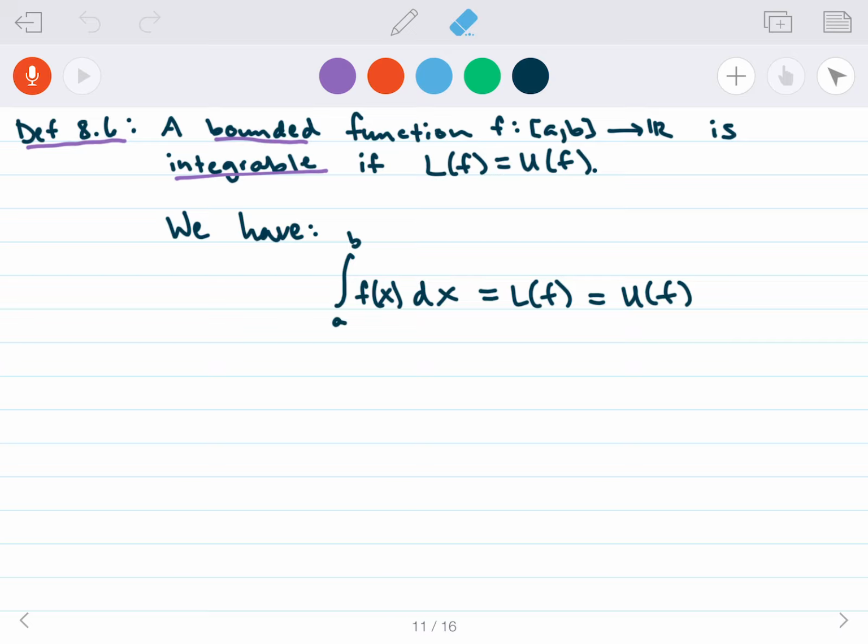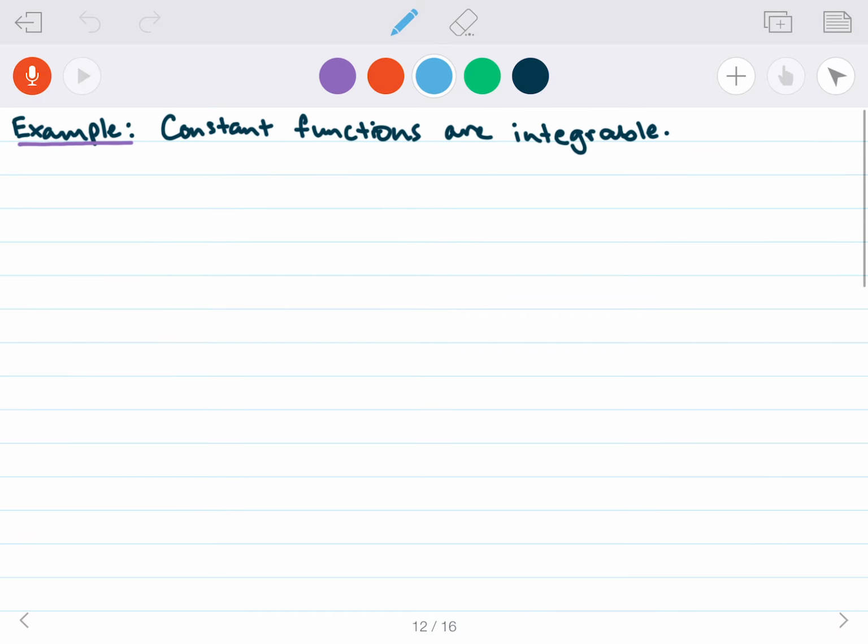So a bounded function is integrable if the lower integral equals the upper integral, okay? And we say that the integral from a to b of f of x dx is equal to L, the lower integral equals the upper integral. Okay, so let's do some examples of this.